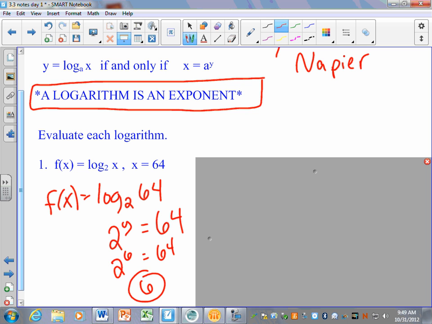Your answer is, what is that exponent that you're looking for? This is kind of like, you can show this work every time, but there's no need for that. That's kind of like your brain work that you're doing. But 6 would be your answer to that. Notice the answer is the exponent.